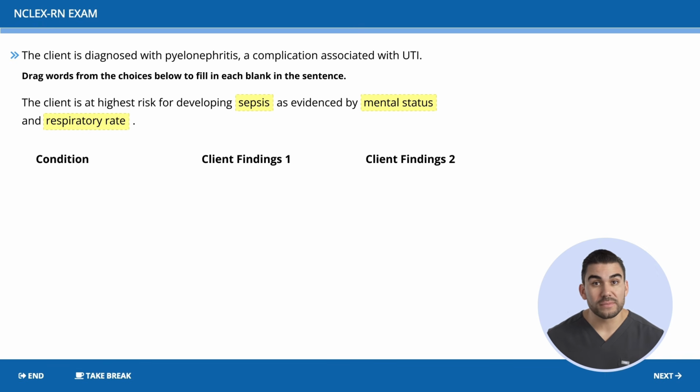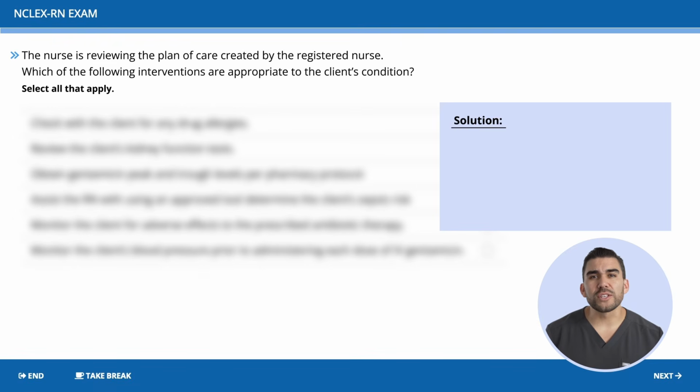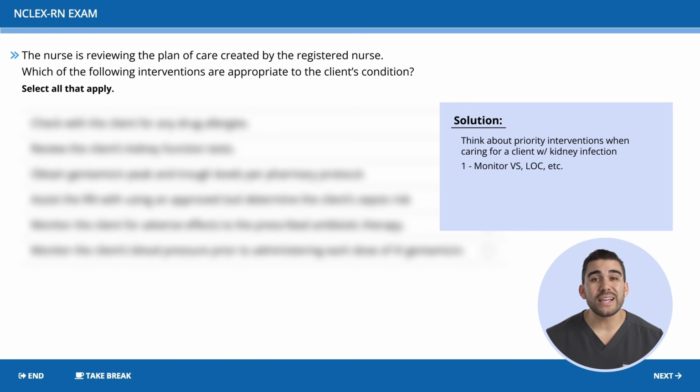In this question, it's asking us to identify which of the following interventions are appropriate to the client's condition, and it's a select all that apply question. The problem here is interventions for pyelonephritis. So for the solution, before looking at the options, what do you think is priority in terms of interventions for a kidney infection? Well, number one, we have to monitor the vital signs, but especially the level of consciousness.